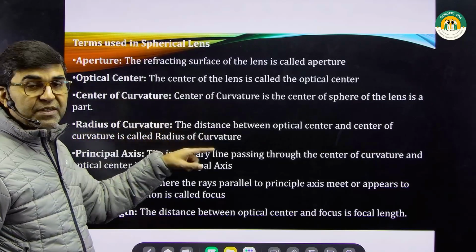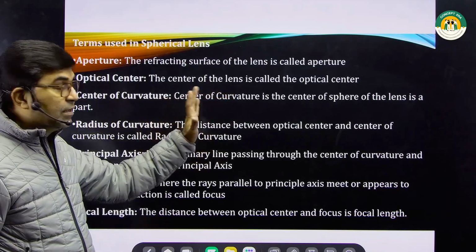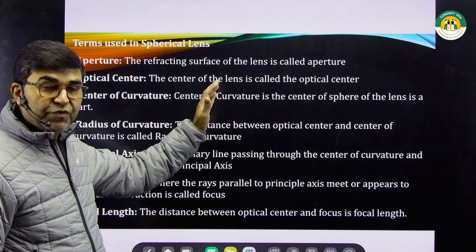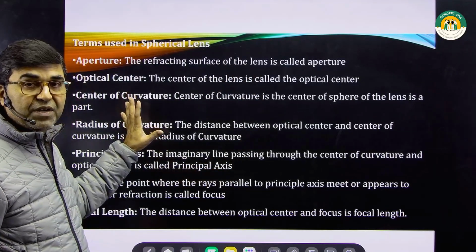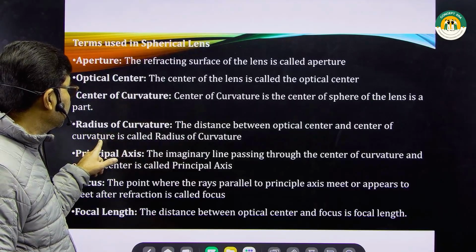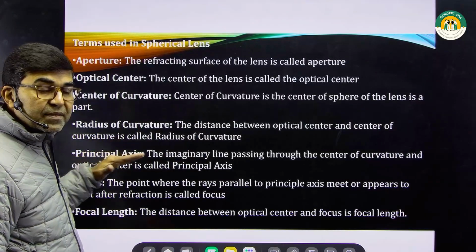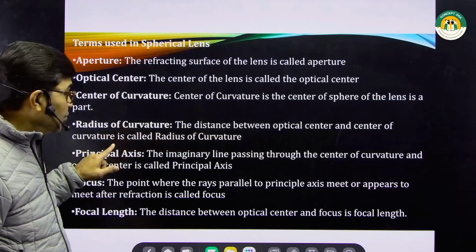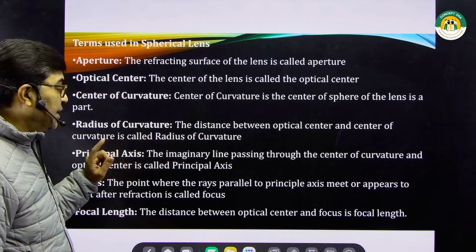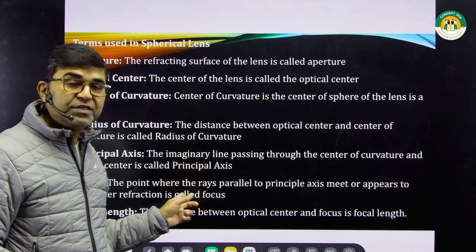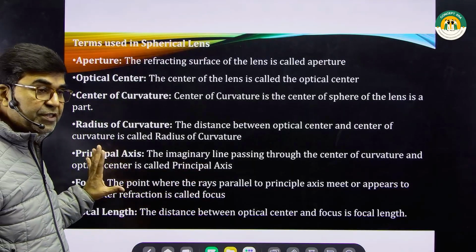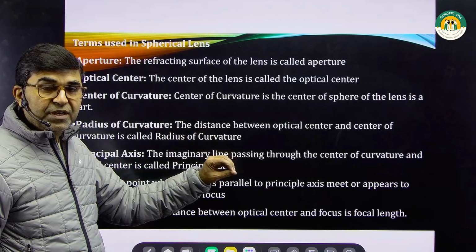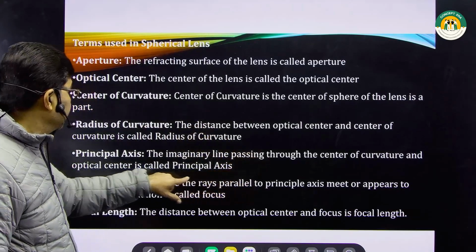The radius of curvature, that is the radius of that sphere from which the lens is carved out, is called the radius of curvature. Principal axis, the line joining the centers of curvature and passing through the optical center, is called the principal axis. And focus is that point at which a parallel beam of light actually converges or seems to converge.